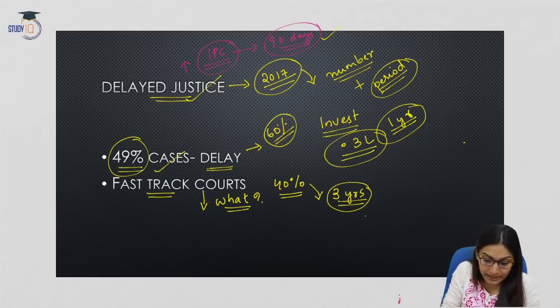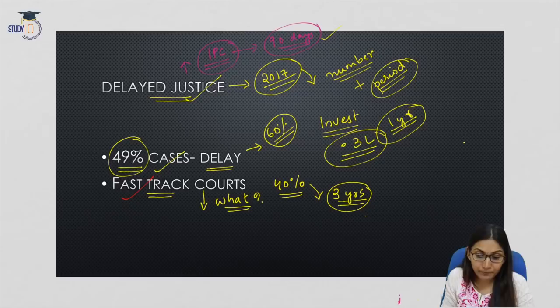The sole purpose of establishing fast track courts is to conduct speedy disposal of trials or speedy conclusion for the cases. But in more than 40% of the cases, the fast track courts itself has taken more than 3 years for the disposal of a case or the finishing of a trial. So this indicates the ineffectiveness of the fast track courts as well.